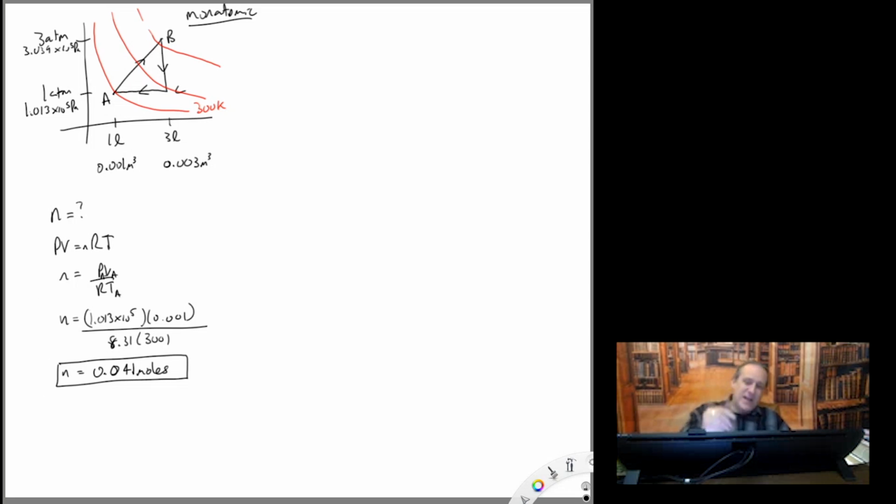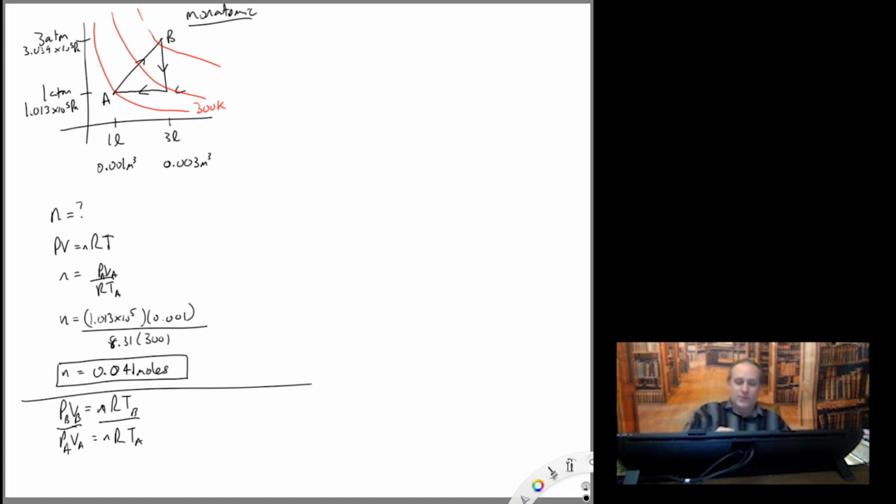Okay, and then we want to fill in our temperatures at points B and C also, because we're going to need to find a delta T at some point. So to find TB, we just write the ideal gas law at point B, and then we write it down again at some other point. I'm going to pick point A since we already know all of the values at point A.